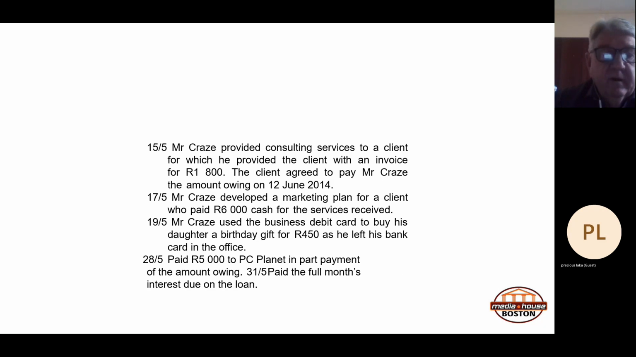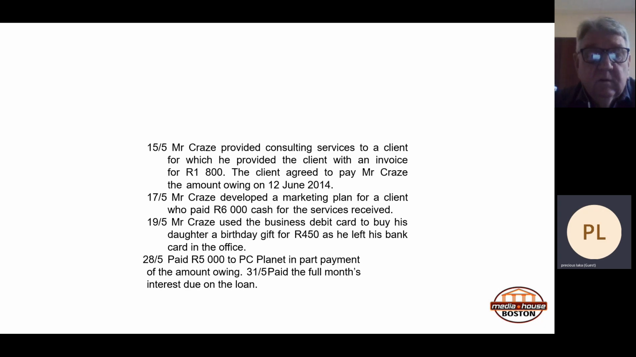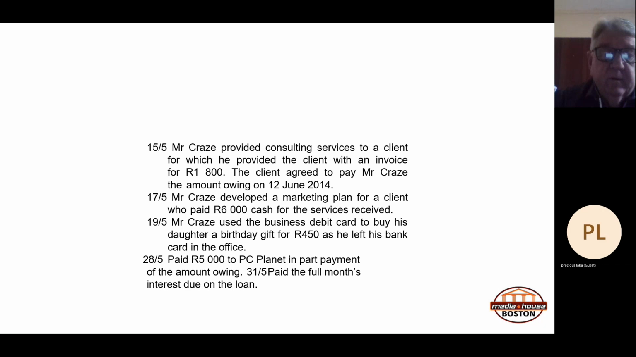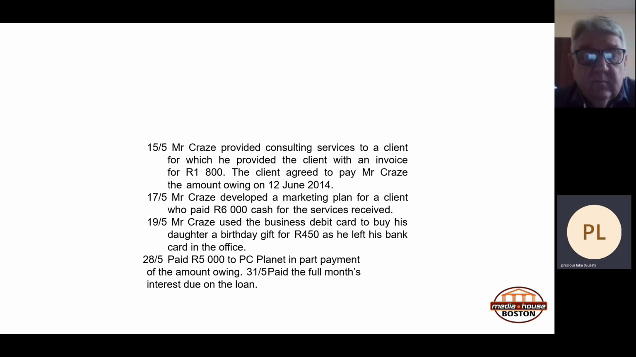Then Mr. Craze used the business debit card to buy his daughter a birthday gift of 450 Rand, as he left his bank card in the office. So this 450, what happened there? Where did it come from and where did it go? It came from his debit card, from the company's account, the business debit card. So we credit bank. Yes, and then we debit, is it called owner's equity? It is under owner's equity, but it's drawings. Anything an owner takes out of the business is called drawings.